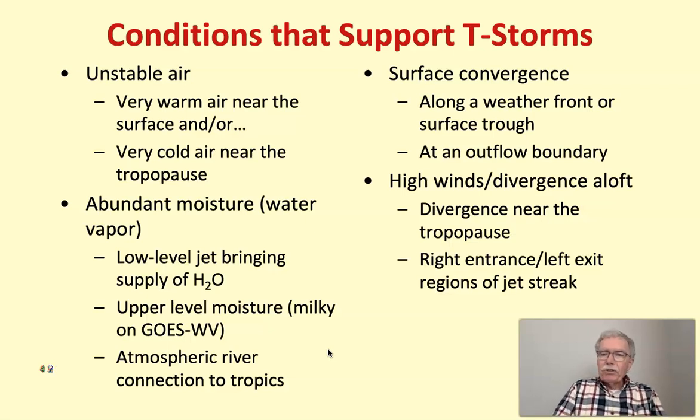Finally, at the tropopause level, we can have divergence going on. Divergence near the tropopause, that is air that is spreading apart or accelerating, and you know already about jet streaks. Right entrance, left exit quadrants of jet streaks are especially good for divergence, and air rises from underneath. The more of these things that are present in the atmosphere, the more likely it is that we will have thunderstorms.